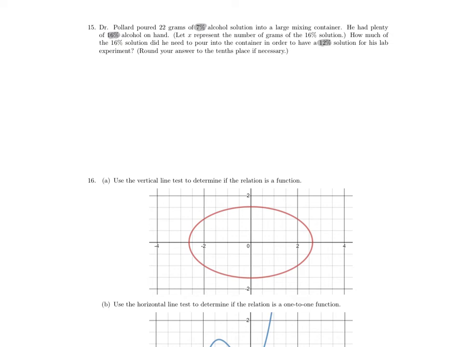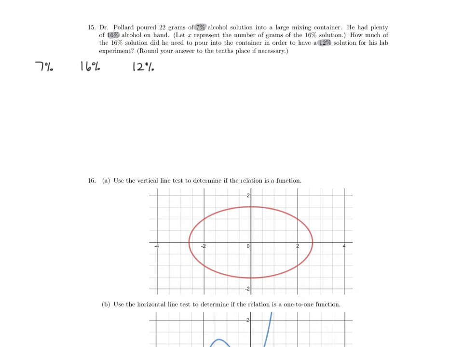So in general, for our class, we're going to be talking about 3 different solutions. So you're mixing 2 together to get a third. So we're talking about a 7% solution, a 16% solution, and then our mixture is going to be 12%. So you want to put the mixture, or what you're trying to get at the end, on the right side. The first row is your percentages. The second row is how much of each solution you're using.